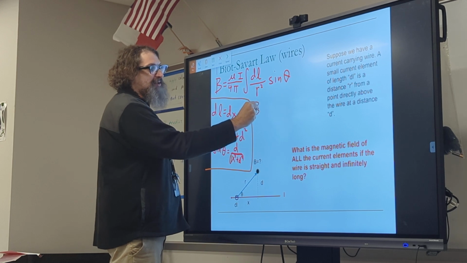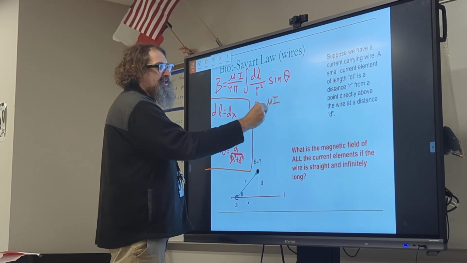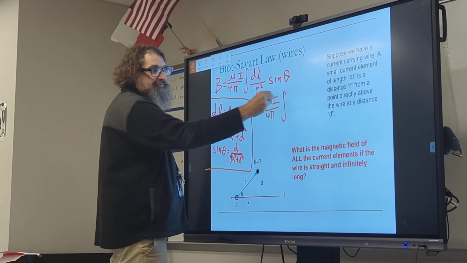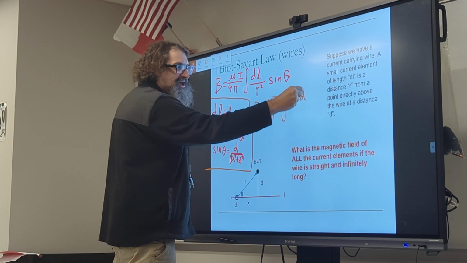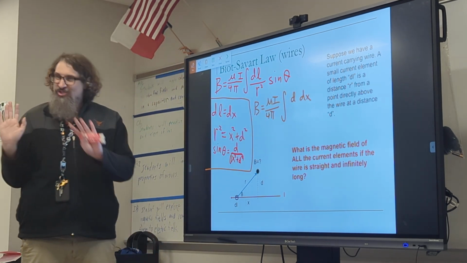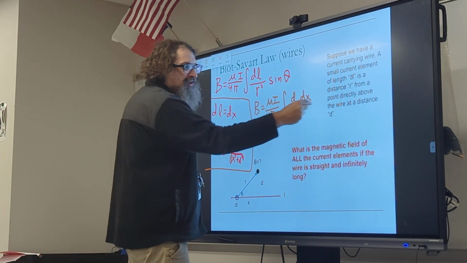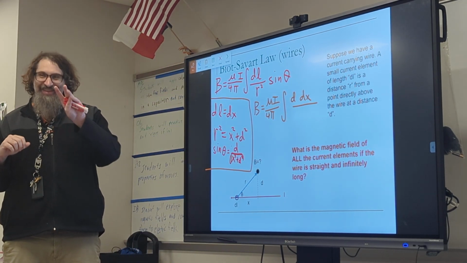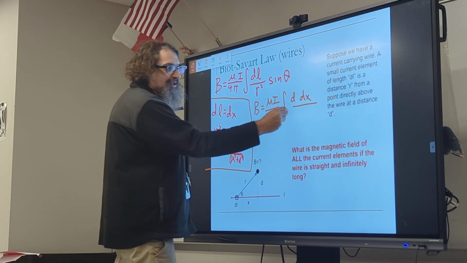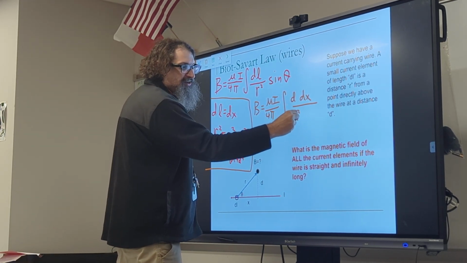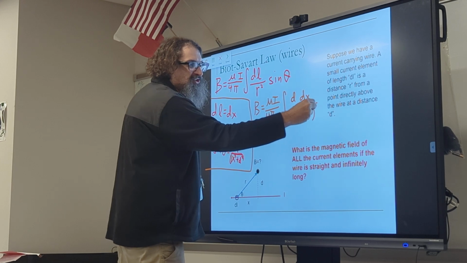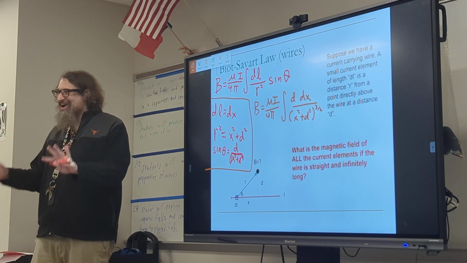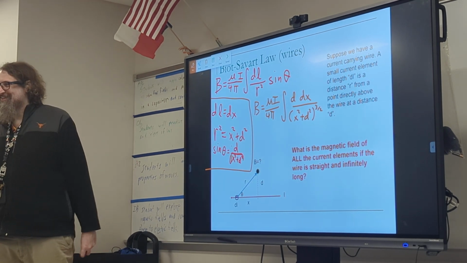That means that when we set up our integral, we get mu I over 4 pi, the integral of d dx. I hate that we have d dx, but you guys realize the two d's are different. Why isn't it just dx? Because we have a d right there. Over x squared plus d squared to the 3 halves. Oh gosh, that 3 halves showed up again. I am so sick and tired of that 3 halves, right?